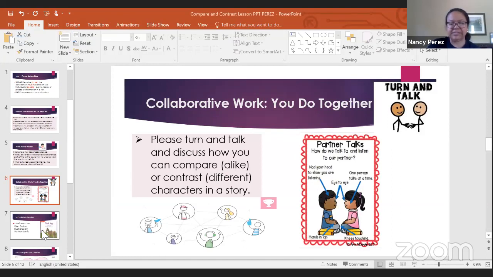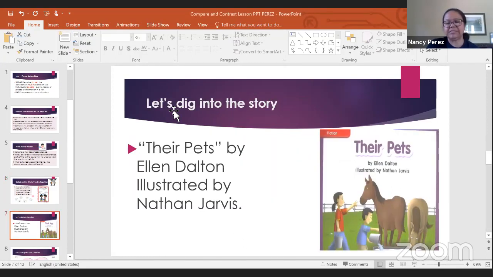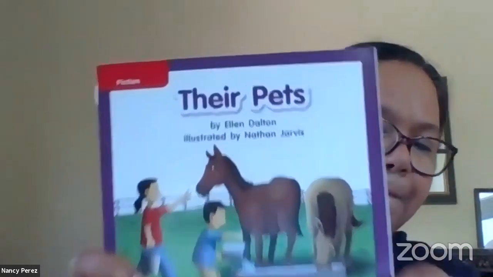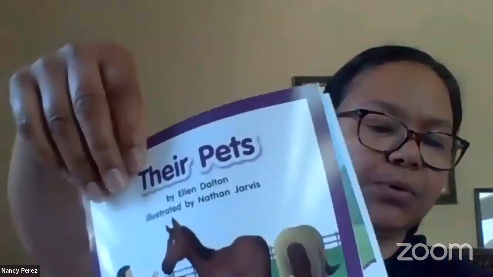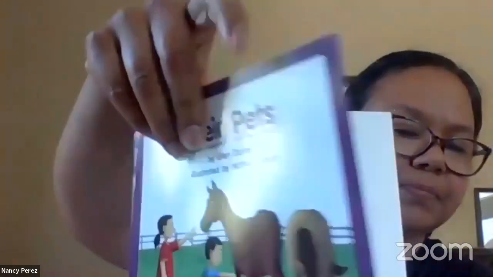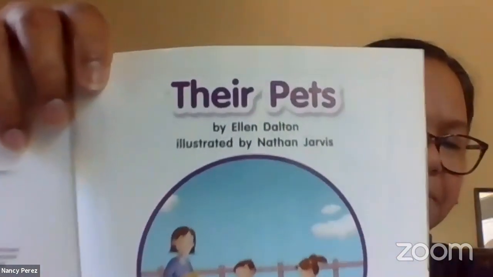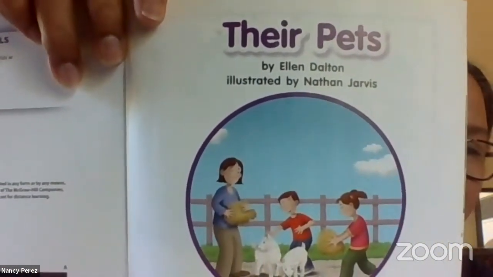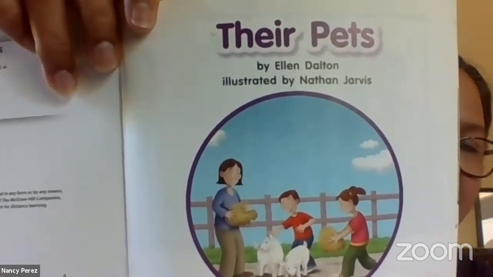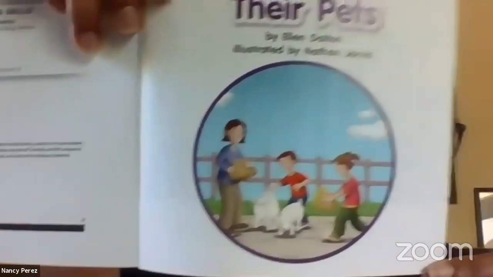And as we said, we're going to be digging in the story, Their Pets, okay, by Ellen Dalton, illustrated by Nathan Jarvis. So here I am. It says Their Pets, okay? We're going to read. It's a very short story. Their Pets by Ellen Dalton, illustrated by Nathan Jarvis.